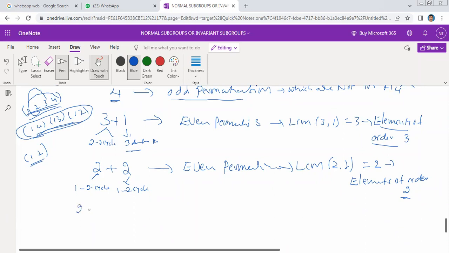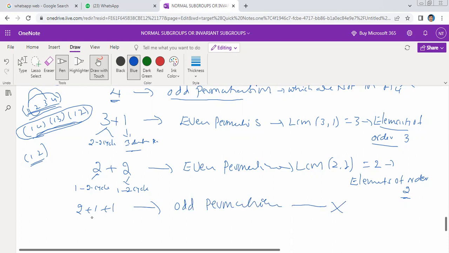2 plus 1 plus 1. Can anybody say whether this is an even or odd permutation? This is identity, this is identity. Is it an even or odd transposition? This is odd permutation, so we can't consider odd permutations.